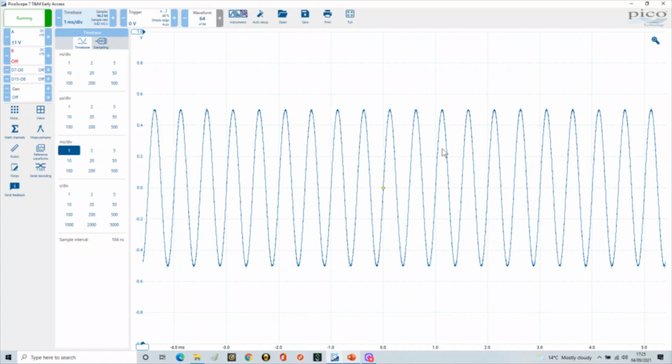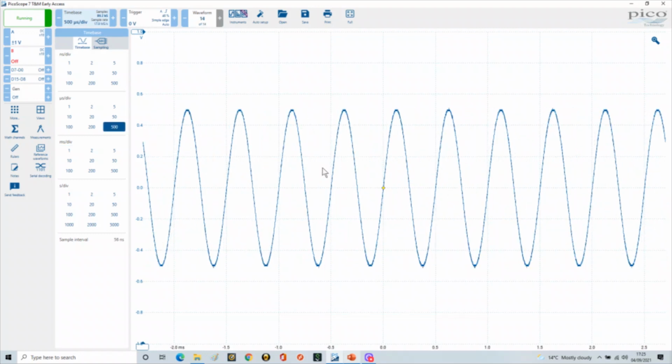We can change the time base here to look at this in a bit more detail. So we can change this to 500 microseconds. And so here you can see that we've got 500 microseconds per division. That means that if we take the reciprocal of that, we've got 2 kilohertz, which is in fact the frequency of this waveform.